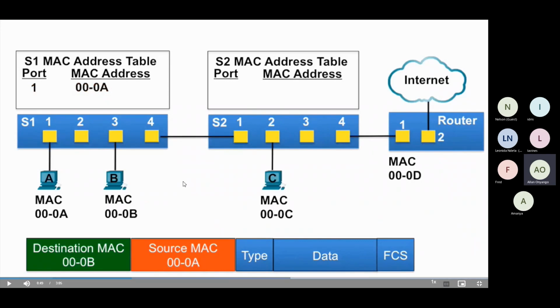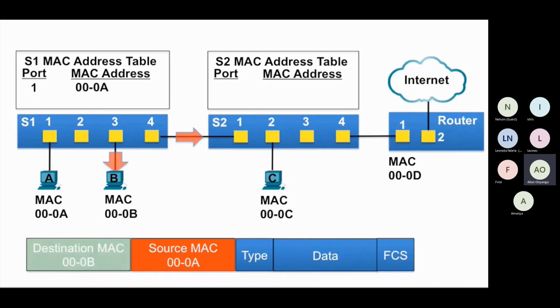Let's listen in, guys. Next, switch S1 examines the destination MAC address and notices that this MAC address is not in its table, so it floods it out all ports. PCB receives the Ethernet frame, examines the destination MAC address against its own MAC address, and notices that that is a match and receives the rest of the frame.